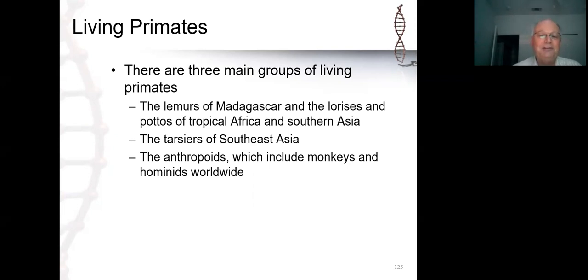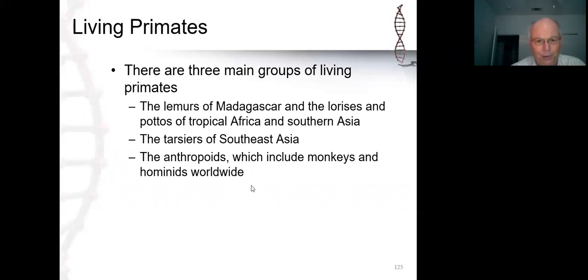It also has extremely sensitive hearing so that it can hear the scritchy, scritchy scraping noises that the insects make as they're burrowing their way through the tree trunks. So these are a couple of examples of primates that have interesting adaptations, but it tells you exactly what they're all about.